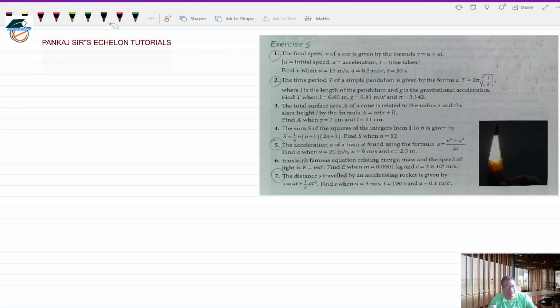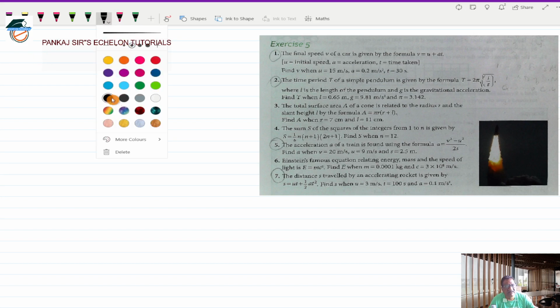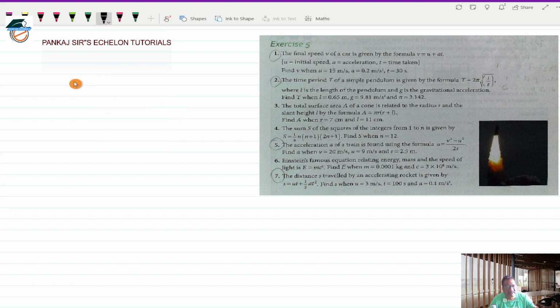Let me choose the proper ink. That's it.